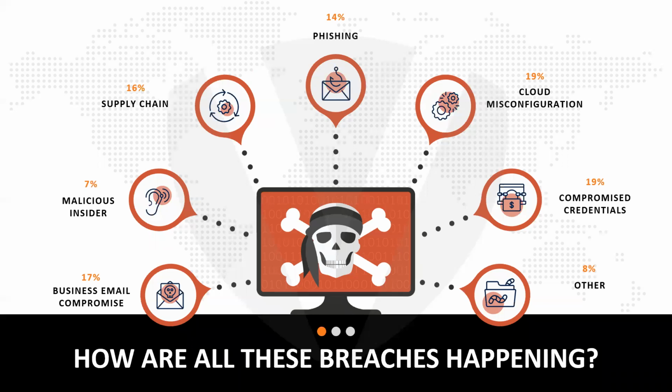So here we're looking at a breakdown of the different ways that breaches occur. What I'd like to point out here is that the majority of breaches happen because of compromised credentials, that is, stolen employee email addresses and passwords. So let's take phishing emails as an example here at the top.